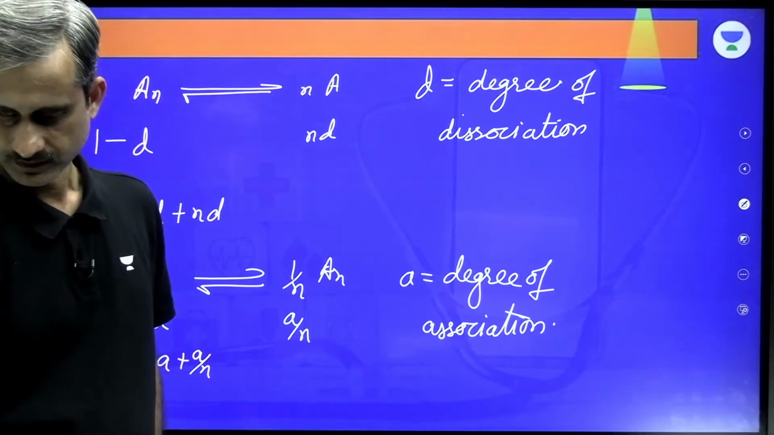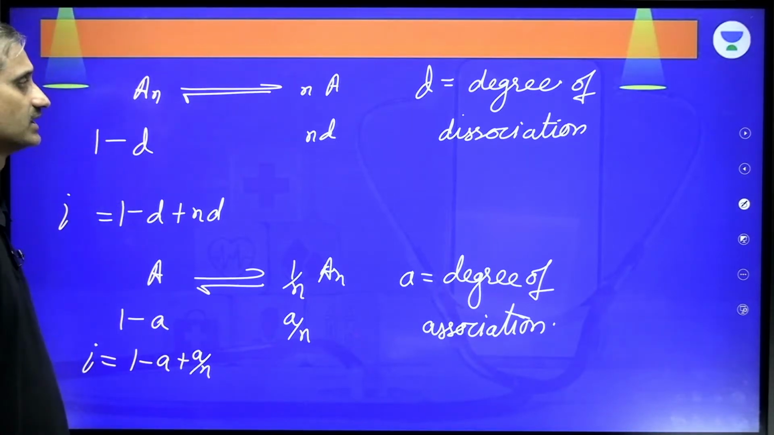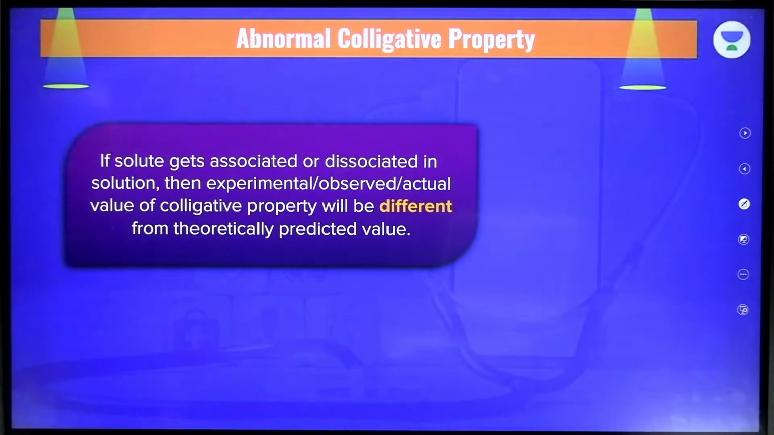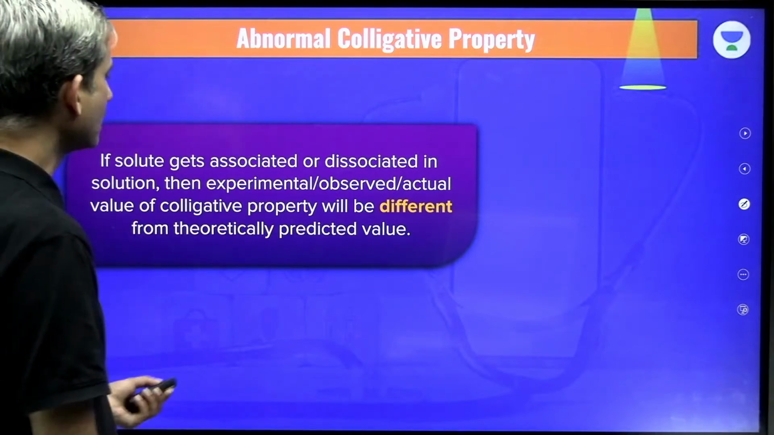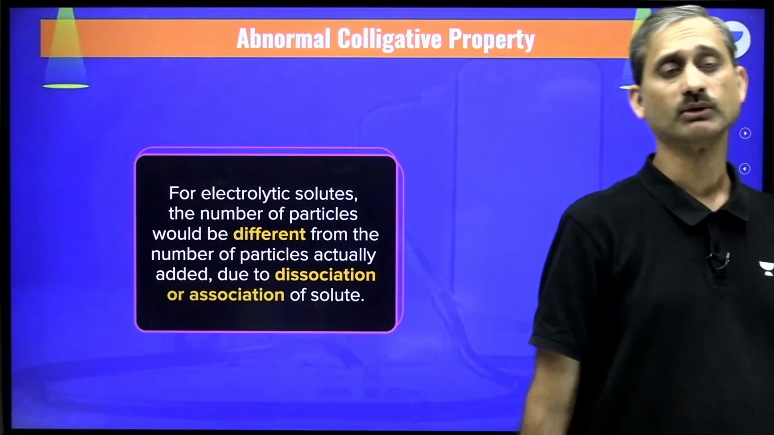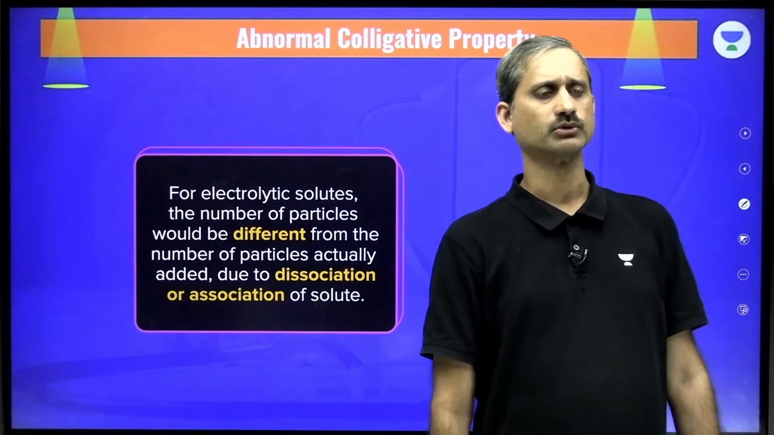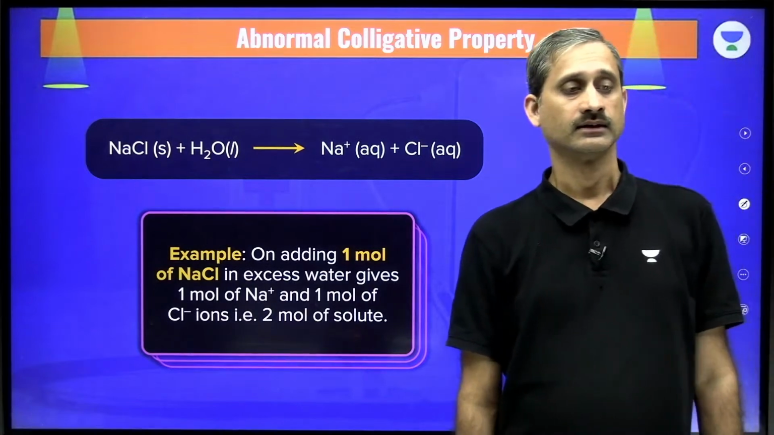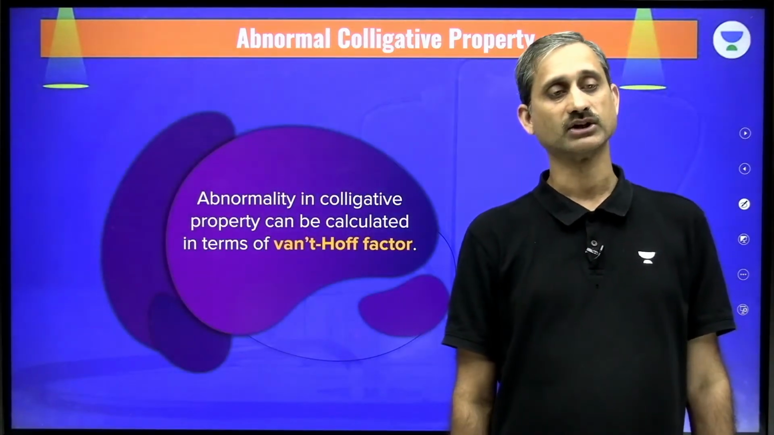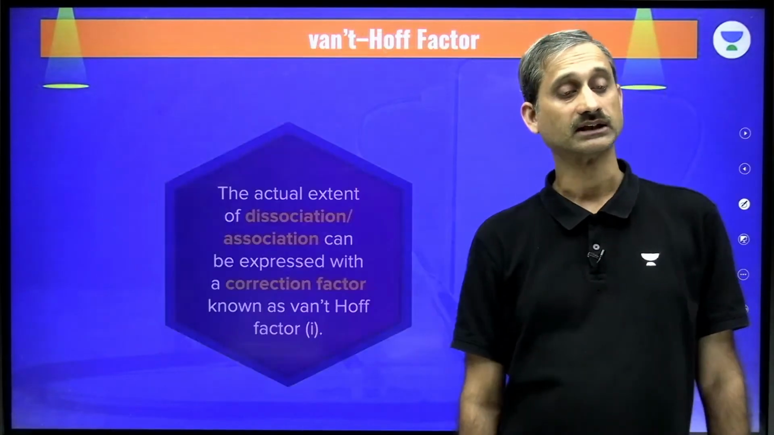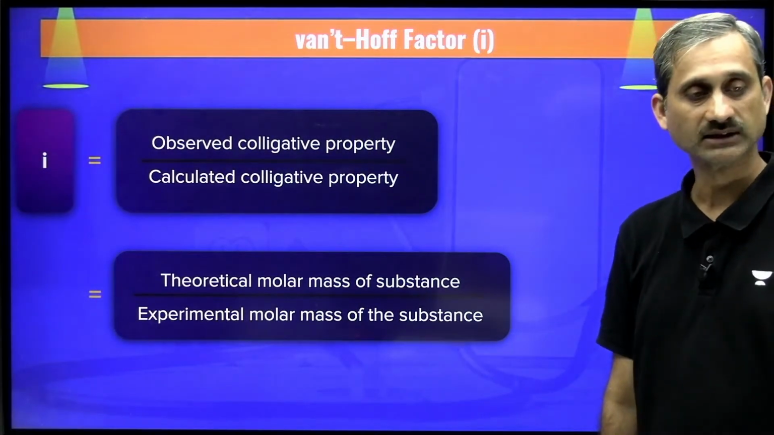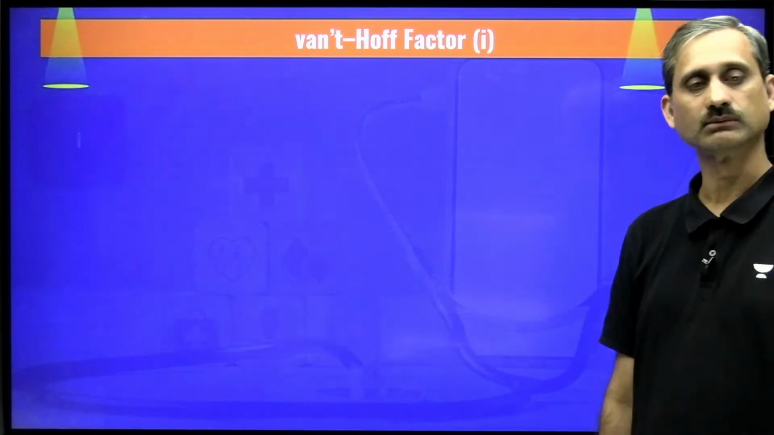Okay, clear? So that's what we have as degree of dissociation and degree of association, and that's what we have as the Van't Hoff factor. So abnormal colligative properties: if the solute associates or dissociates in the solution, then the experimentally observed value of the colligative property will be different from the theoretically predicted value. When we talk about electrolyte solutions, they dissociate, so the number of particles turns out to be greater than the actual particles. So here we are going to get more particles. So the colligative property observed is going to be higher than expected, and this can be calculated in terms of the Van't Hoff factor: observed colligative property upon calculated colligative property, theoretical molar mass upon experimental molar mass.